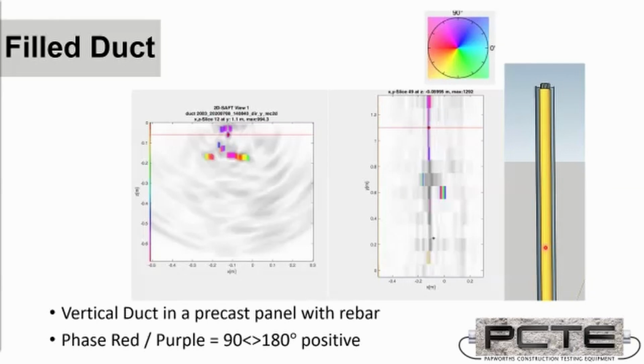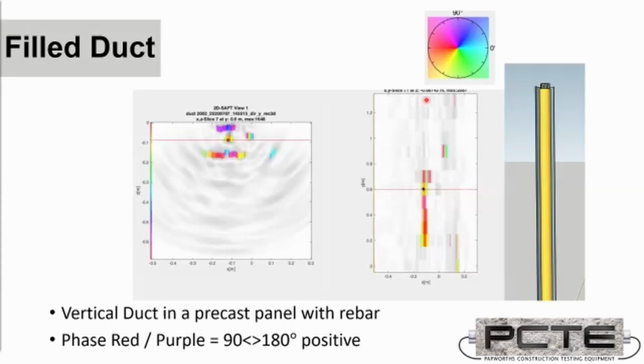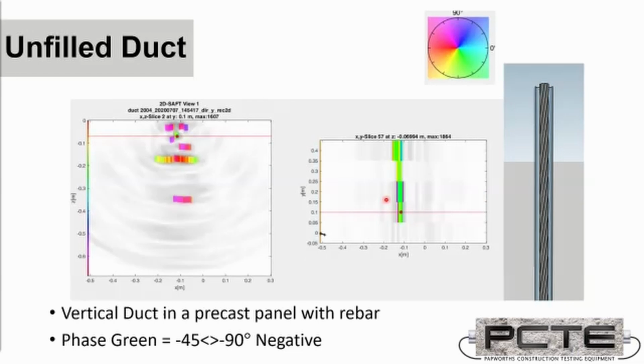So now we can do the same interpretation looking at the ducts themselves. So this is a vertical duct in the precast panel. So we have a red phase and a duct that has been filled. This was prepared for the test. It was one where grout had been correctly filled in. We can see that we have a reflection, a purple color coding, indicating red to purple is around 90 to 180 degrees positive phase. Then we can see that continuing on a separate section of that same filled duct, we have a positive phase, red color indicating, again, that 90 to 180 degrees.